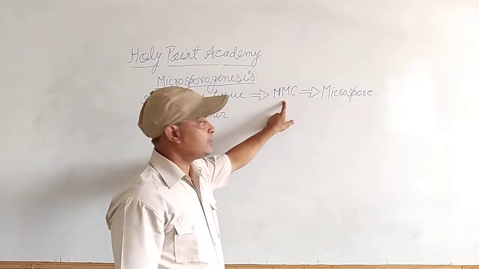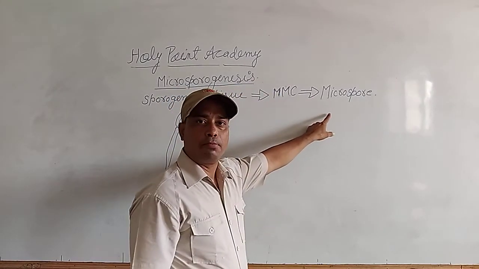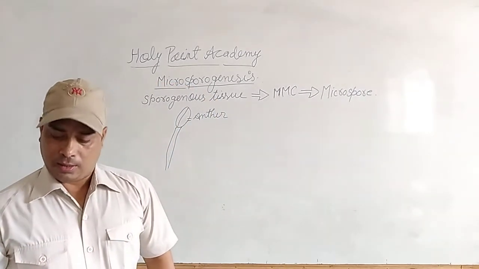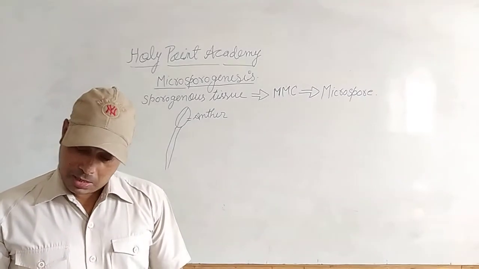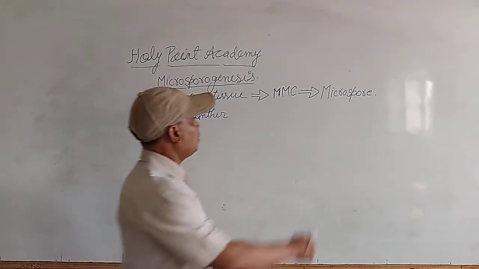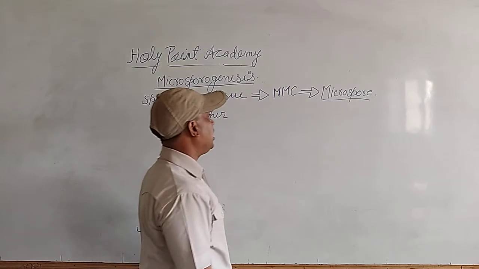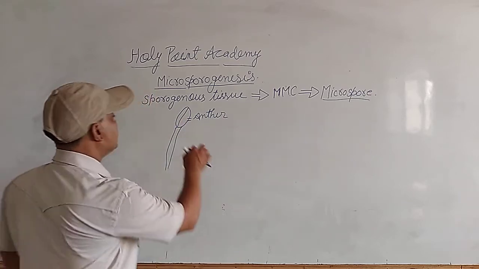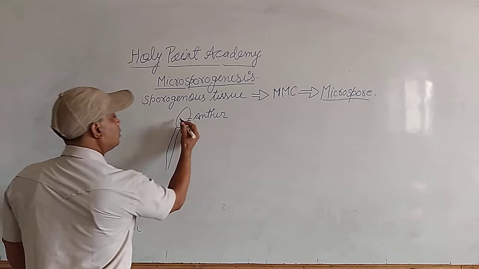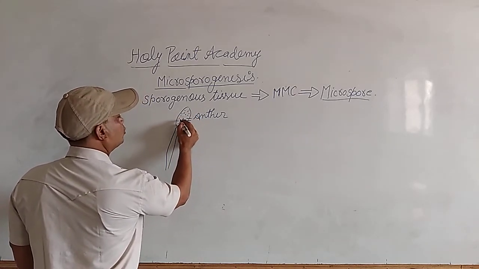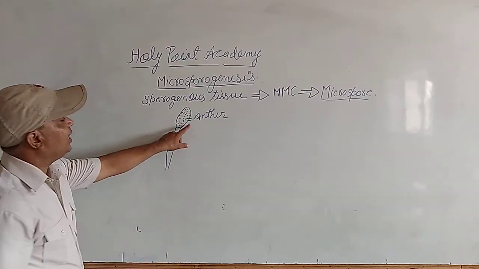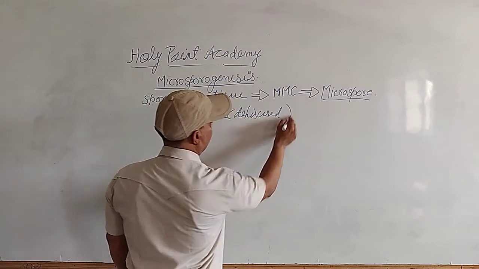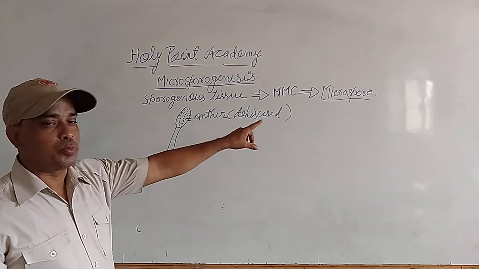This microspore mother cell divides and develops into a microspore tetrad. These microspore tetrads are further converted into numerous microspores. These microspores are abundantly produced in the anther and exert pressure on the wall of the anther. As a result, the anther dehisces, and the pollen grains or microspores are released.